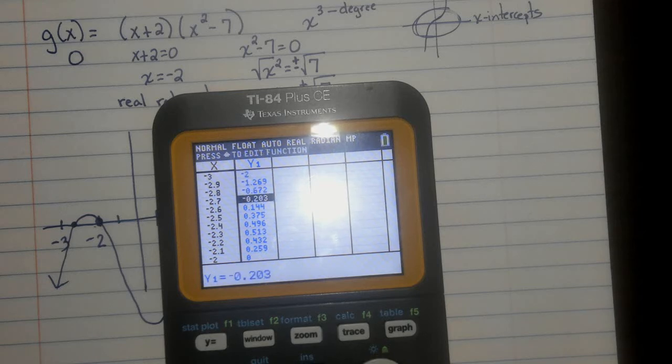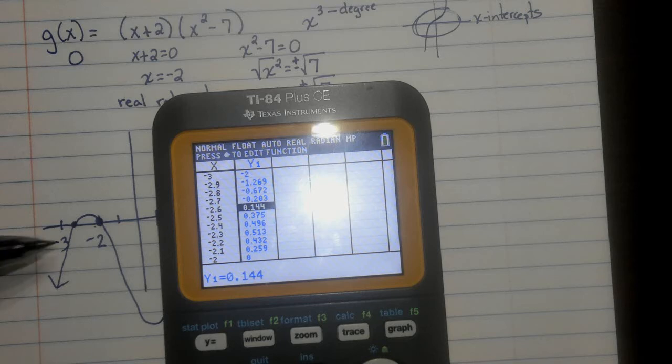You're still not going to find a 0, because the irrational number is not going to show up on your table. But you do get a little bit of information. So I want you to look right between the negative 2.7 and the negative 2.6. Do you see how at negative 2.7 our output is negative, and at negative 2.6 our output becomes positive?